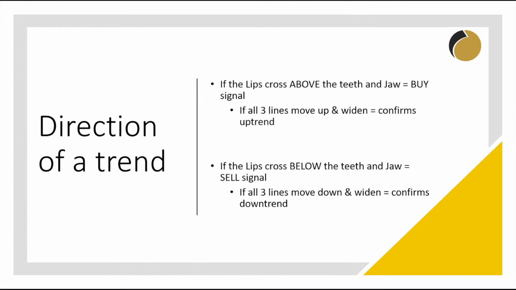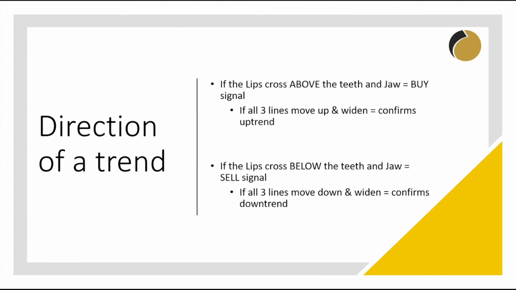Therefore, if the lips crosses above the two slower moving averages, it is a buy signal. And if the other two slower moving averages, being the teeth and the jaw, follow the direction of the lips and start to widen or diverge, that confirms the uptrend.